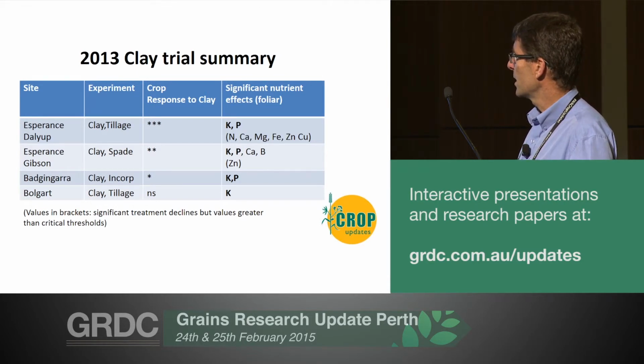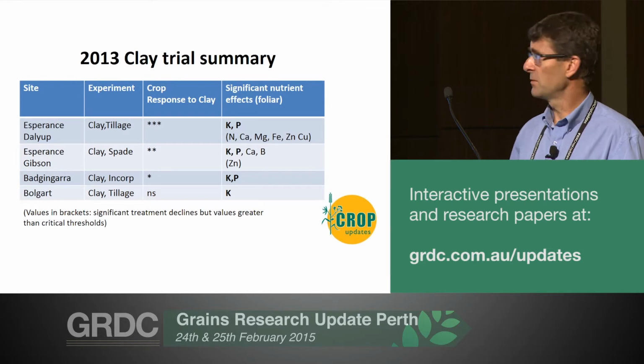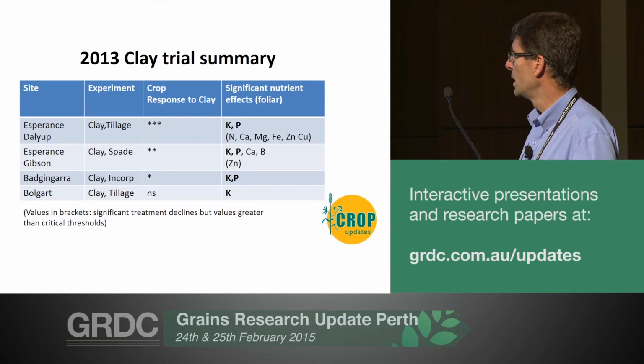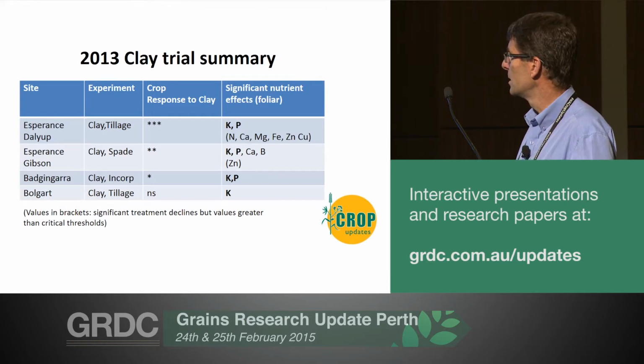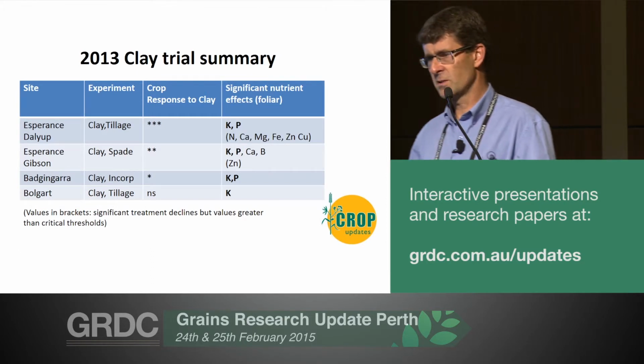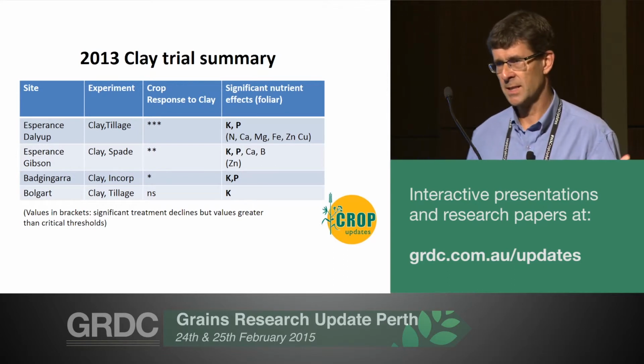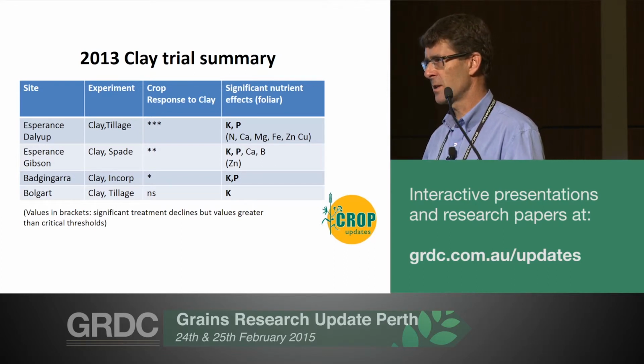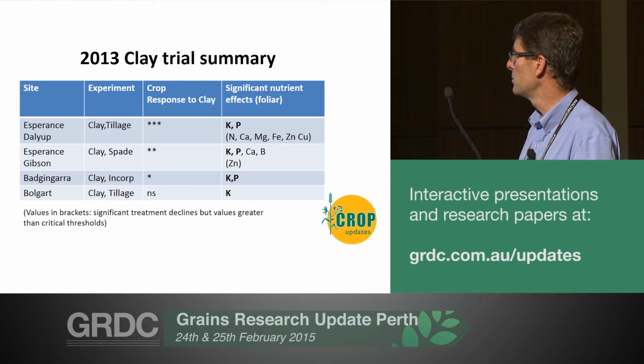The values in brackets are actually where we had a decline in nutrient levels, but most of them were still greater than the thresholds for deficiency. So it seems to be a response which is not just limited to one trial site at Dalyup, but across a range of trial sites in the WA wheat belt.